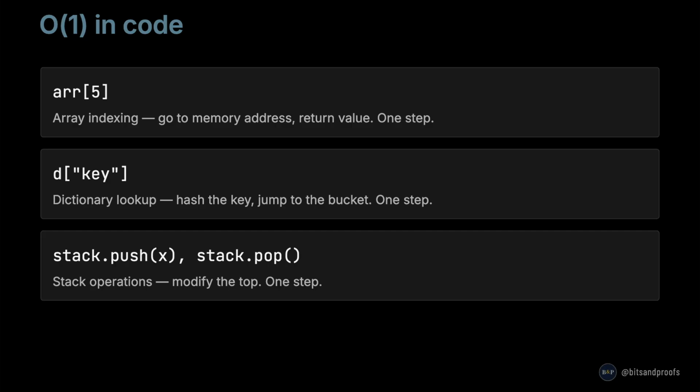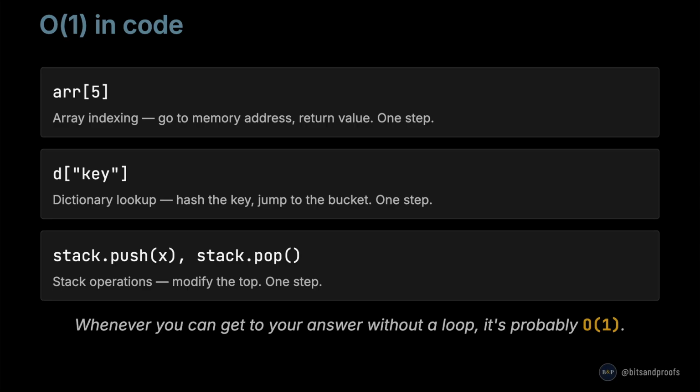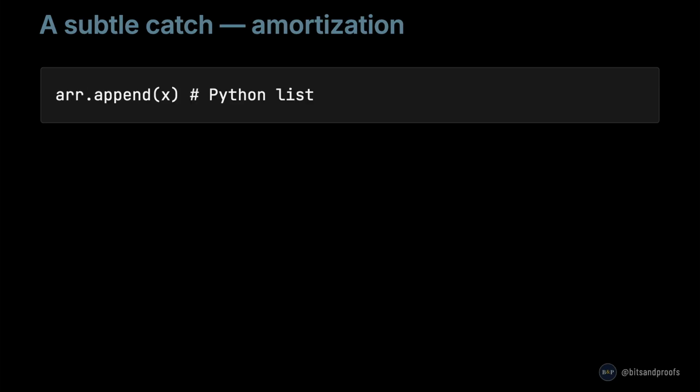Second, d at the string key, dictionary lookup. The runtime hashes the key into a bucket number, then jumps to that bucket and returns the value. The size of the dictionary doesn't matter. The hash always takes the same amount of time. 1 step.